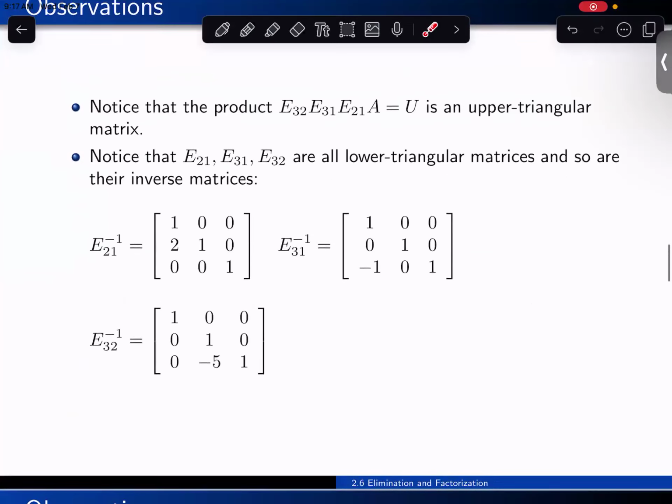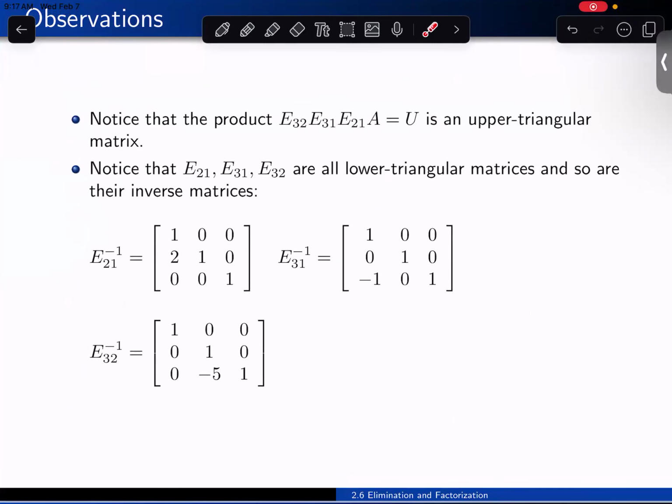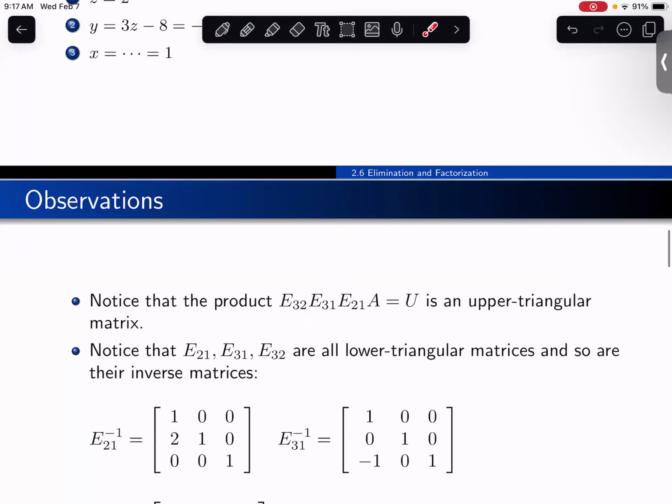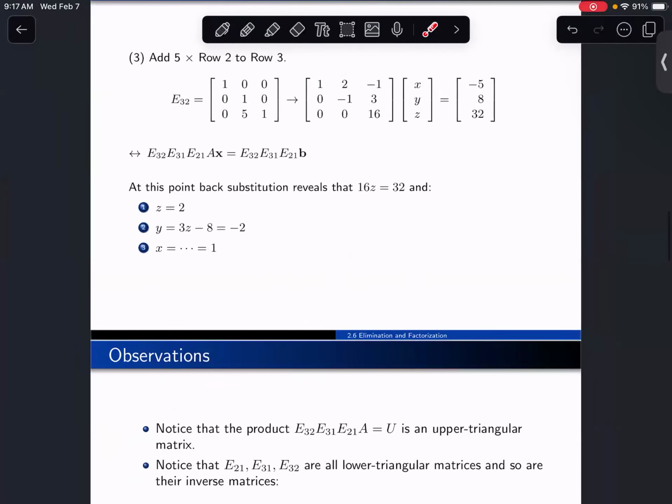The new perspective that we're going to be focusing on today is first noticing that through this multiplication we just did, i.e. multiplying A by these elimination matrices, we ended up getting a matrix that was upper triangular, right? We ended up getting this matrix right here. So maybe I should label to make clear that this is the matrix E32 times E31 times E21 times A.